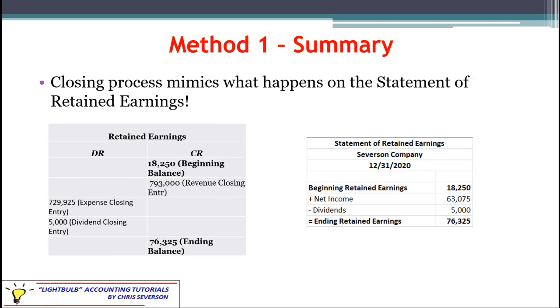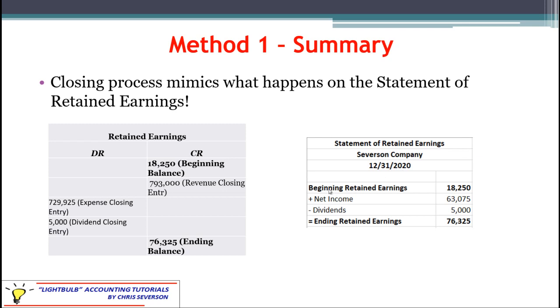So now I want to make an important point here. What we're going to be seeing during the closing process is the same thing that's happening on your statement of retained earnings, the financial statement. Now, some companies may show this statement of retained earnings separately. Some of them only show it as a component of the larger statement of changes in stockholders' equity. But regardless, we're going to look at just the statement of retained earnings here.